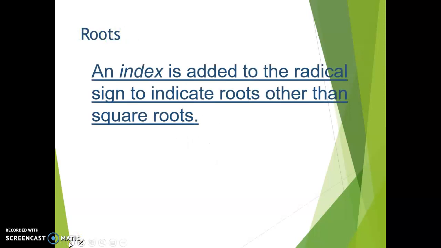An index is added to the radical sign to indicate roots other than the square root. So that small little number on the outside is if we want to find a root other than the square root. We can put a 3 there for the cubed root, 4 for the 4th root, and so on.